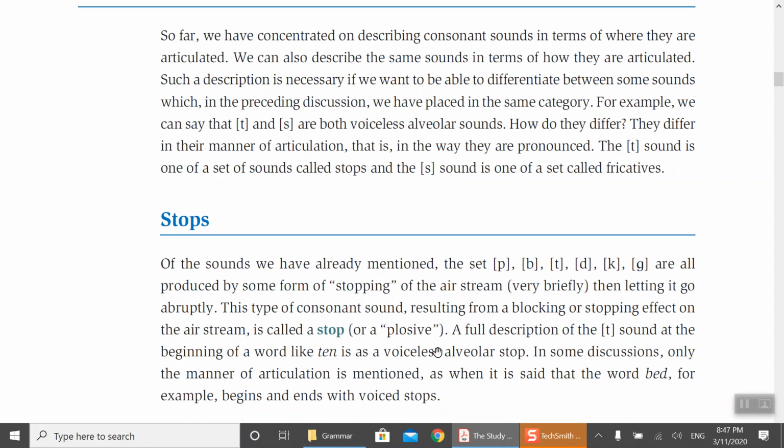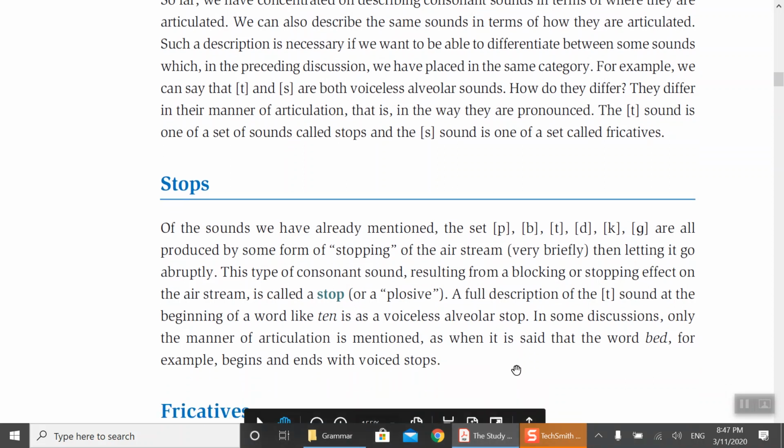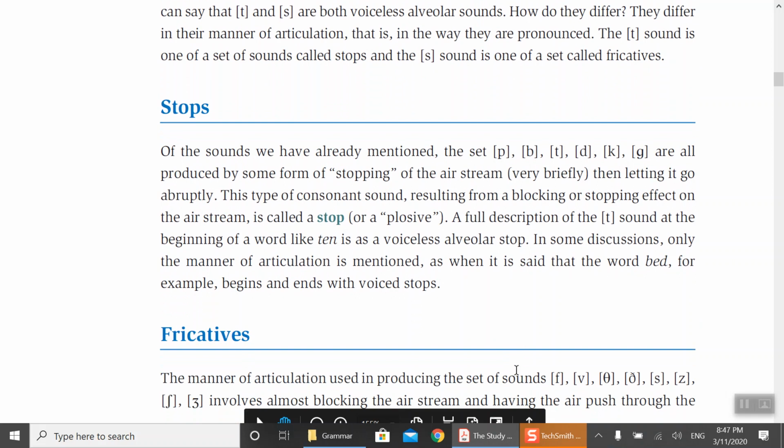A full description of the t sound at the beginning of a word like ten is as voiceless. This definition tells us what a stop is. When the air comes from the lungs, it is compressed and blocked for a short period of time, maybe a fraction of a second. It is blocked by any part of the mouth, by the tongue or by the lips, then it explodes. That's why it is called explosion, a sound explosion.